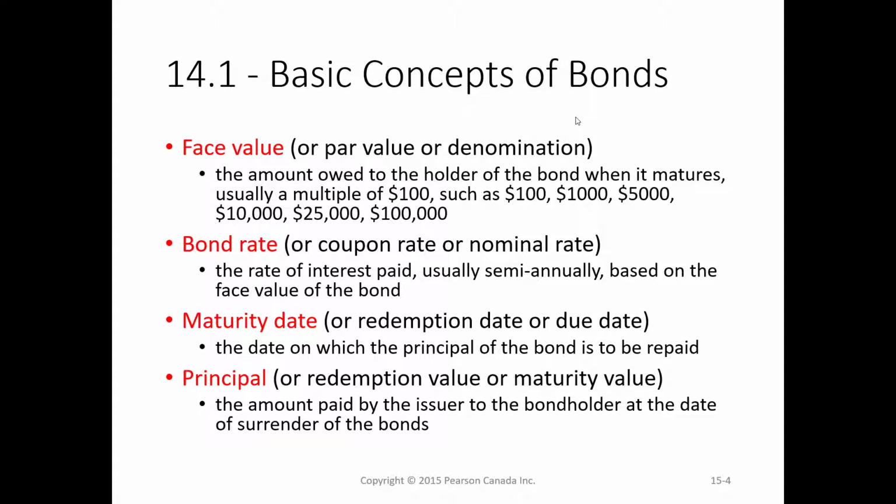The first big thing is the face value, which is just a lump sum. Like the slide says, it's the amount owed to the holder of the bond when it matures. Bonds tend to be interest only, so the payments tend to be only payments of interest, and then you get a lump sum at the end of the term of the contract.